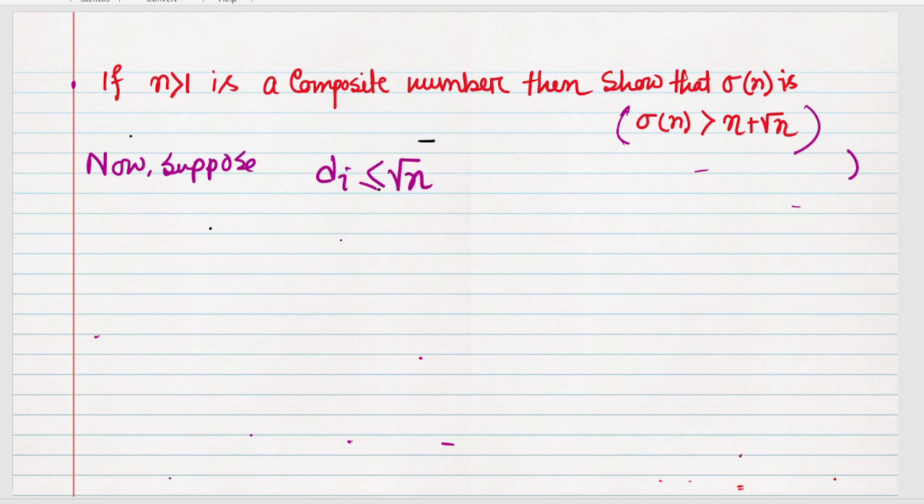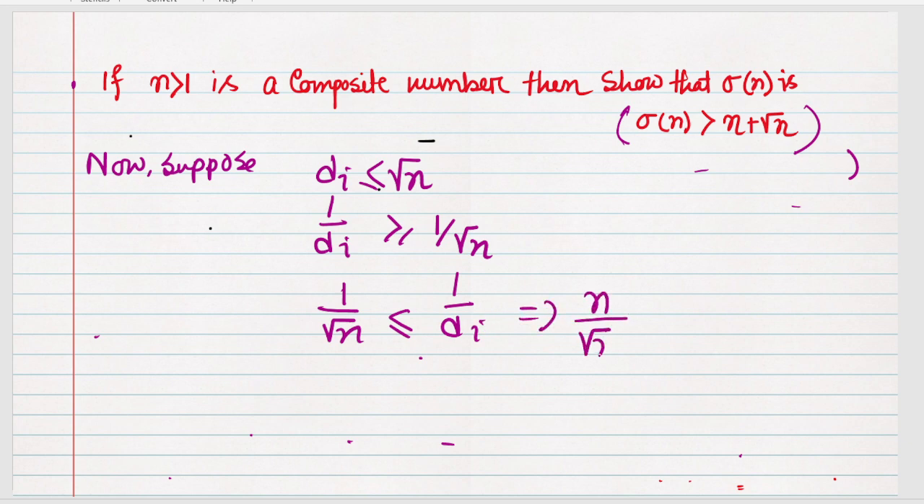Now suppose we can easily write that the reciprocal of d_i is greater than or equal to 1 by root n. That means 1 by root n is lesser than 1 by d_i, which says that n by root n is lesser than n by d_i. That means root n must be lesser than n by d_i.